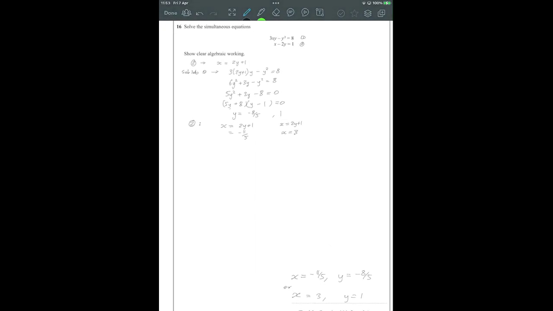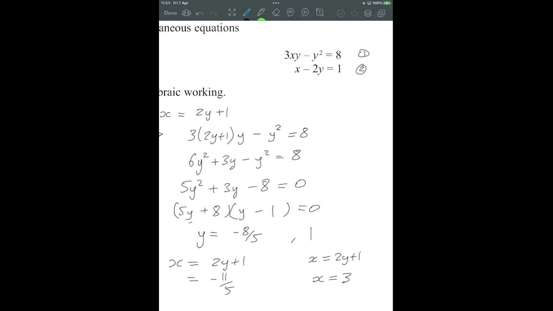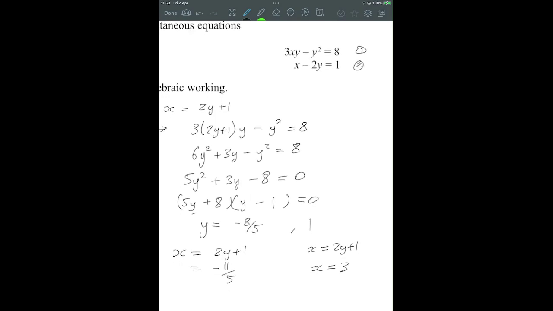I've already used equation 2 to find the values of x, so I'm going to use equation 1. So I'm going to try and sub into equation 1 up there the different values. I'm going to do the hard one first. 3 lots of negative 11 over 5 times by negative 8 over 5, subtract, put it in a bracket, otherwise your calculator will square it wrong, the negative 8 over 5 squared. Double check that I've written everything correctly. Equals, and that does equal 8.